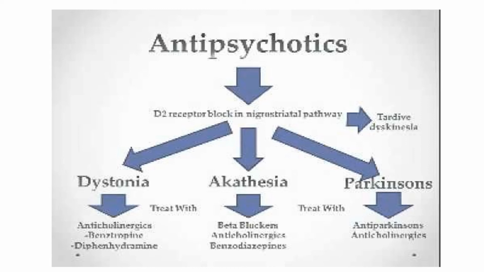Akathisia is again, it can happen with the first dose, and it's the feeling of wanting to jump out of your own skin, and you can't keep still. You're extremely restless, and we treat that with intravenous or intramuscular anticholinergics to stop the excessive acetylcholine that's occurring. Okay, so again, diphenhydramine or benztropine can be used. Sometimes these people are so agitated, we'll give them a benzodiazepine, but really the treatment is diphenhydramine or benztropine.